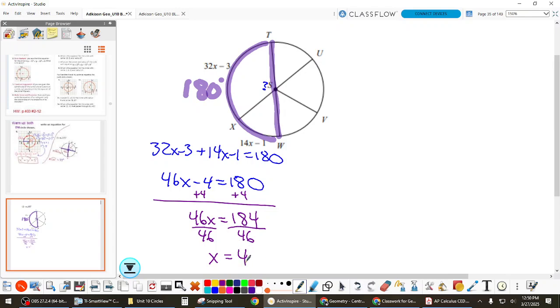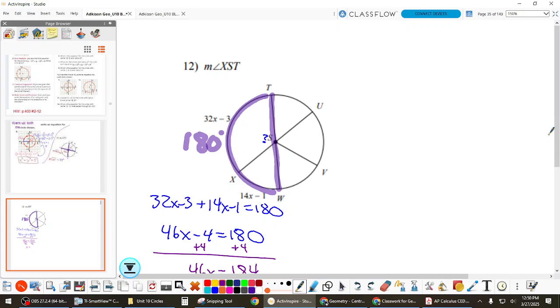Okay. All right, and then the problem actually asked for the angle measure. So how do we get that? So we have an expression for the arc, which is congruent to the angle. Okay? So I'm going to say measure of angle XST is equal to measure of arc XT, which is equal to 32 times 4 minus 3, which I believe is 125. Yeah.